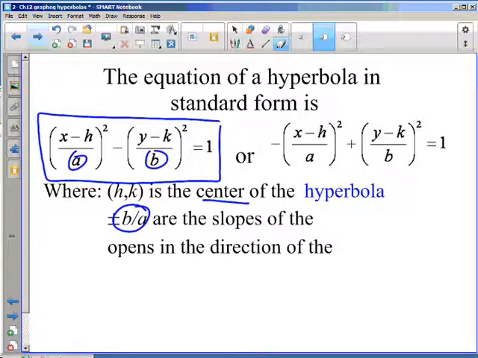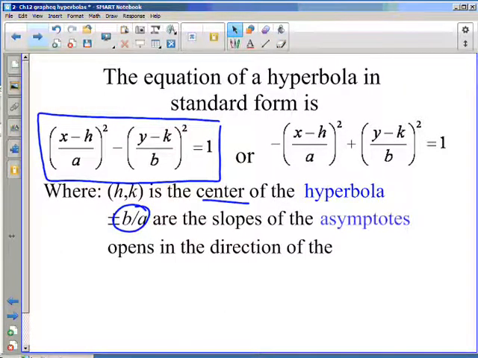And we look at those numbers to determine the slopes of what are called asymptotes. You know the vertical and horizontal asymptotes from other graphs. These are going to be diagonal, so that'll be a little bit tricky to draw, and we use the b and the a to determine the slope on that. And then lastly, the direction that the branches go, we looked at already. They're going to go to whichever term is positive. Okay, so here's the general format that we want to look at. Let's look at a specific problem.